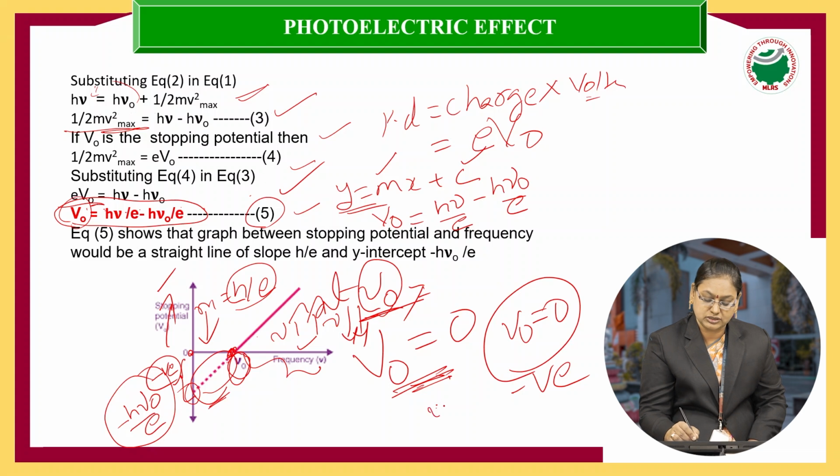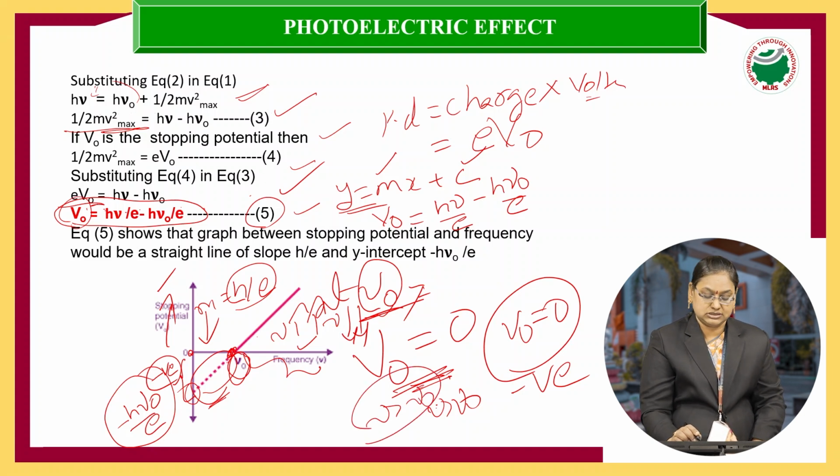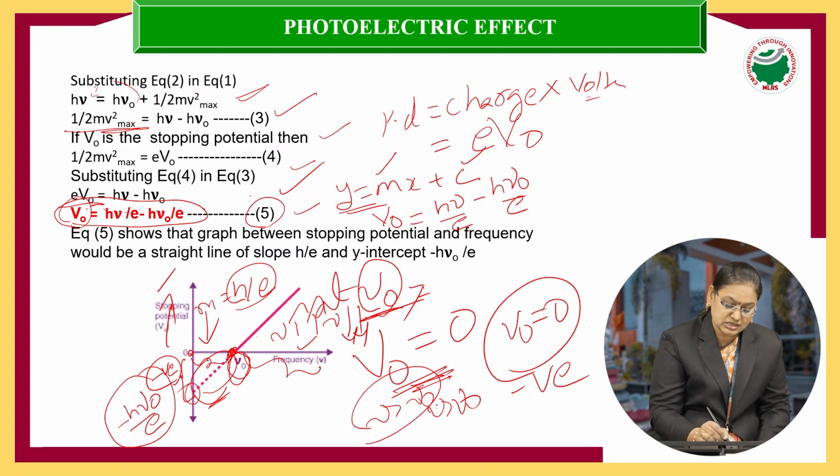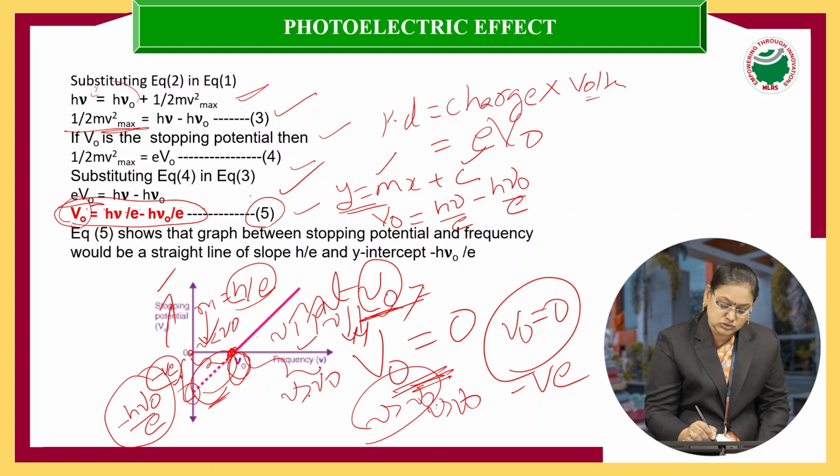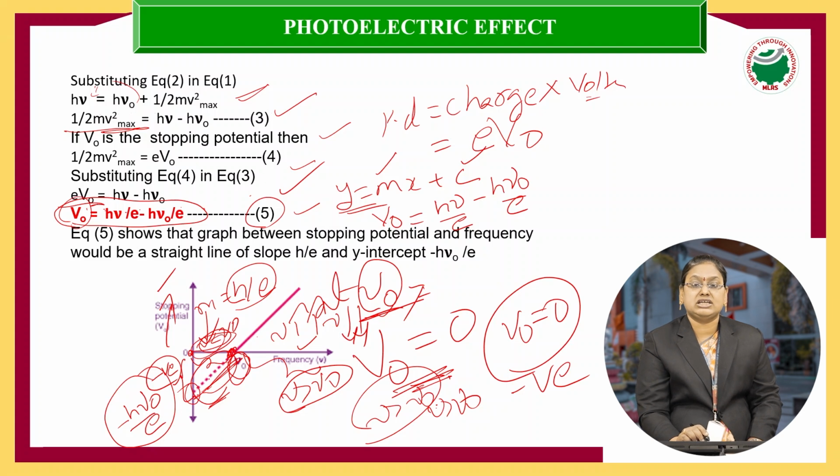And when nu is greater than nu naught, that means incident frequency is greater than threshold frequency, then photoelectric effect occurs. So this region indicates nu less than nu naught, and this region indicates nu greater than nu naught. So only in this region photoelectric effect takes place. In this region photoelectric effect does not take place, and that is represented by a dotted line here. So this dotted line indicates that photoelectric effect does not occur when nu is less than nu naught, and whenever nu is greater than nu naught, photoelectric effect takes place.